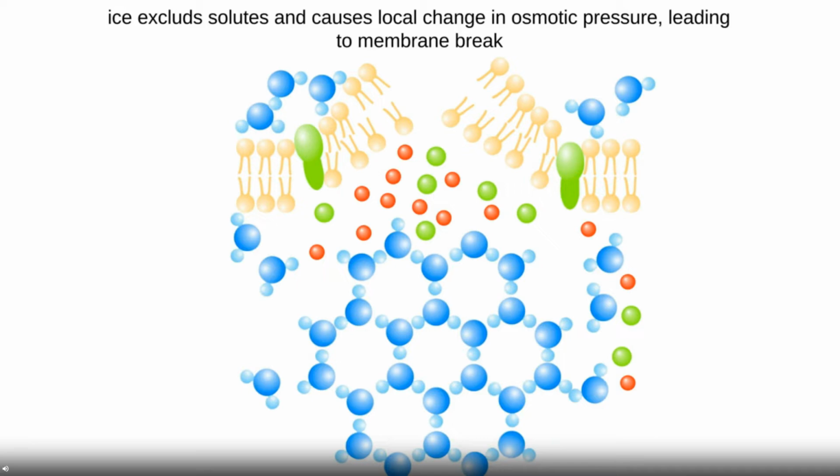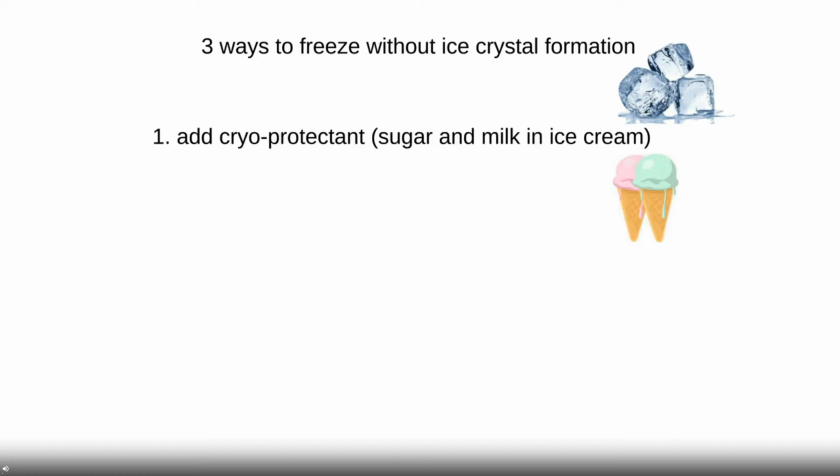In order to do this, there are a few ways that we have come up with. What I mean by we is the researchers over the past 5 decades, who came up with ways to freeze tissues without ice crystal formation. There are largely 3 ways. The first technique is kind of like making ice cream. Basically, you have to add cryoprotectant into the tissue.